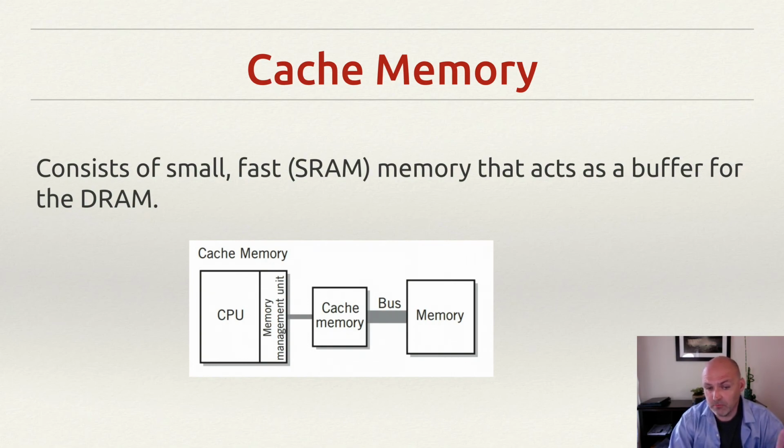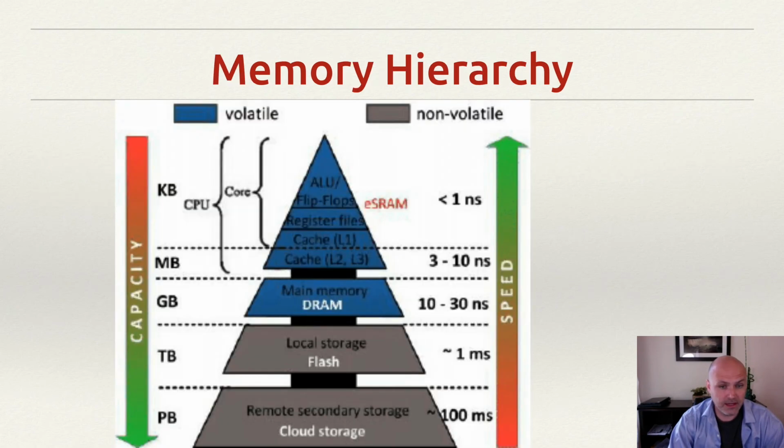In fact, there are many levels of cache that are hierarchical within themselves and speed things up even more within cache itself. Level 1, level 2, level 3, etc. We'll dig more into that in the future. In fact, there's this whole hierarchy of memory.